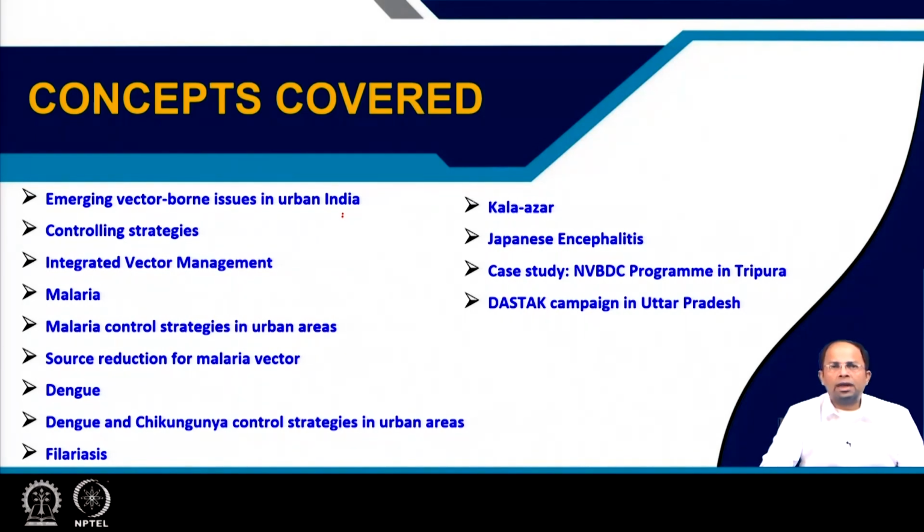Then we will talk about malaria, malaria control strategies, source reduction for malaria vector, and after malaria we will move on to dengue and chikungunya and their control strategies, filariasis, and then Kala-Azar, Japanese encephalitis, and finally we will do a case study on the NVBDC program in Tripura and the Dastak campaign in Uttar Pradesh.